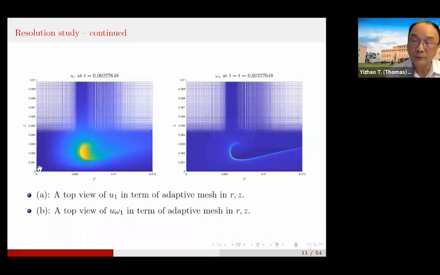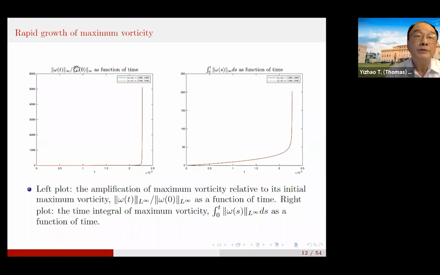That's how it works. So we monitor how much the vorticity amplifies compared to the initial vorticity. You can see that for the 3D Euler equation, you amplify by a factor of 5,000, right? And you want to make sure that you satisfy the Beale-Kato-Majda condition, where you integrate the maximum vorticity along time. You can see that also seems to blow up in finite time.